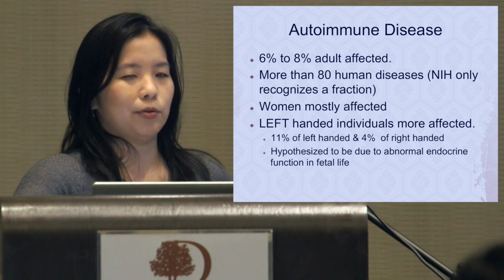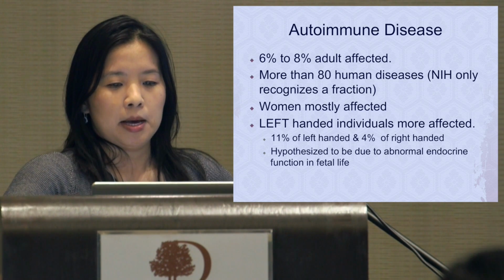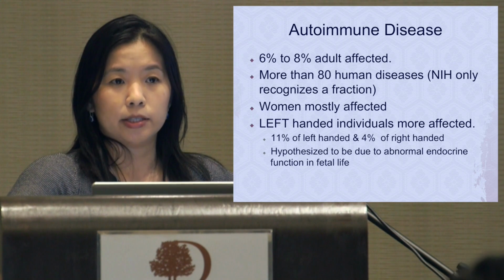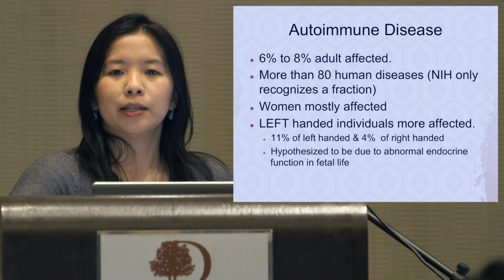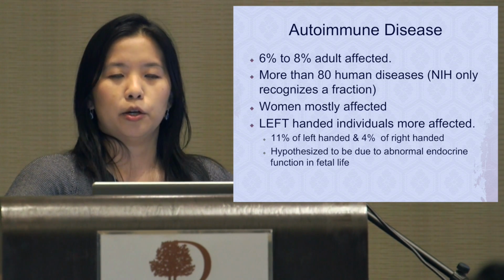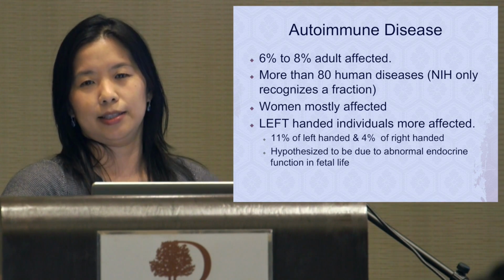It says about 6 to 8% of adults are affected with autoimmune disease. But the NIH, I think there's more than 80 diseases that are associated with autoimmune disease. But the NIH, the National Institutes of Health, only recognizes about 20 to 30. Why is that? Because they don't know the causes of the others, and there's no treatment. So they don't want to talk about it. Like, let's just talk about the ones we know.